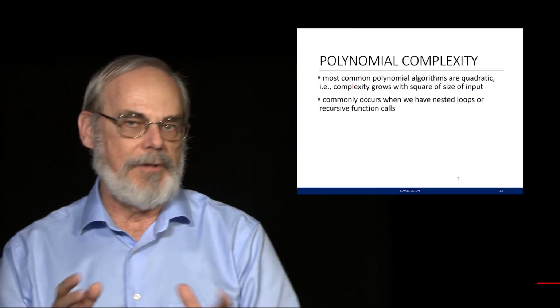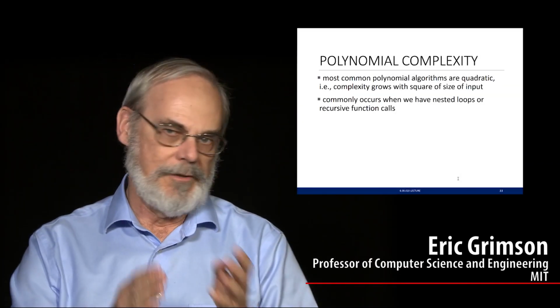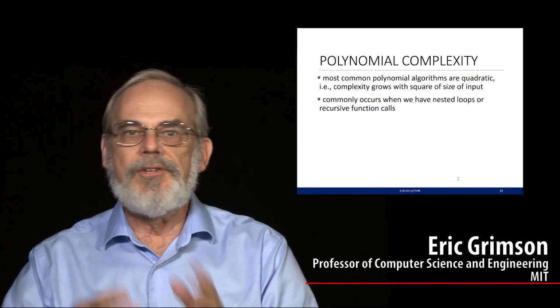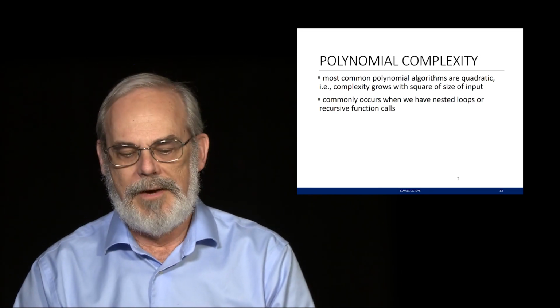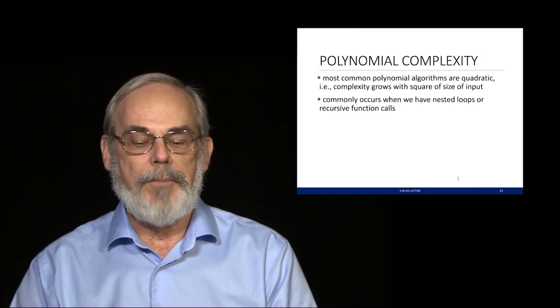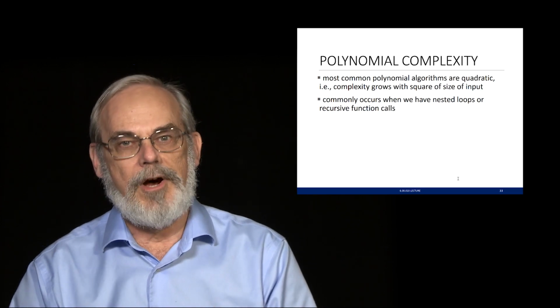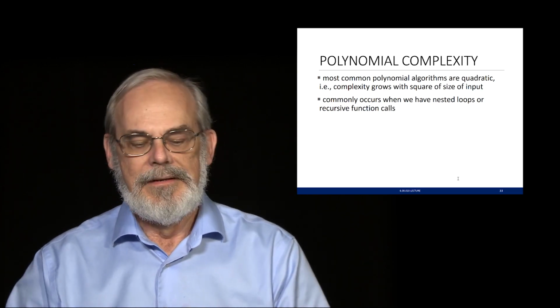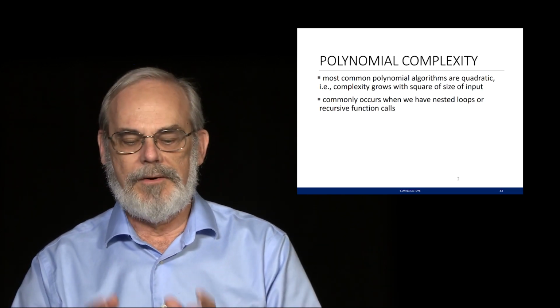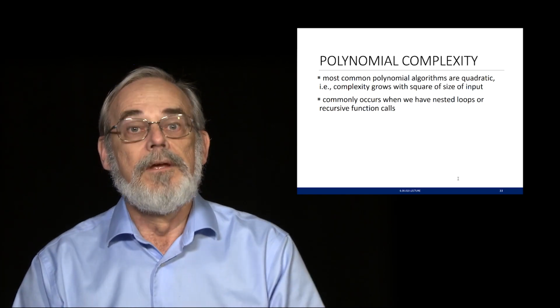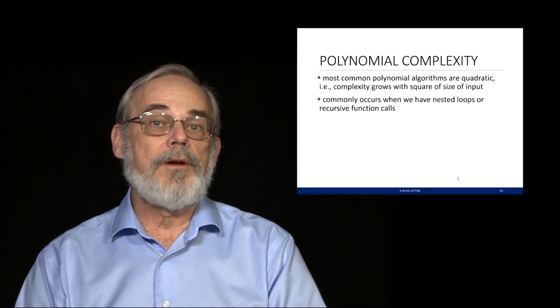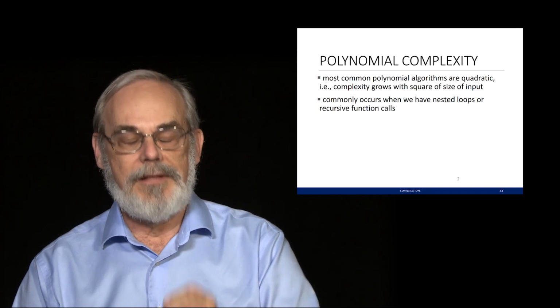We've seen some simple classes of algorithms: constant, log, and linear. We didn't do log linear, but we'll do that one in a little while. The next class is polynomial complexity, and the most common here is quadratic. The complexity grows with the square of the size of the input. Again, I want you to see what some of the characteristics are that lead to that kind of algorithm.